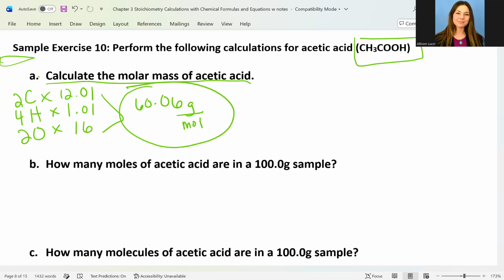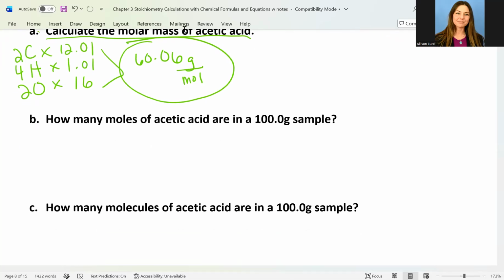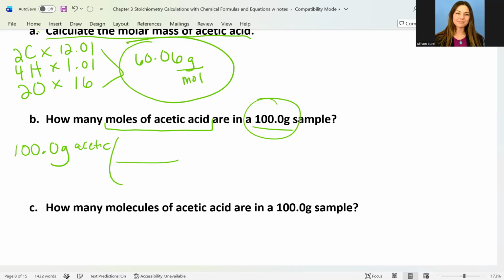So now that we have the molar mass, we can use this as a conversion factor in part B here, when we're asked how many moles we have in a 100-gram sample. So we start with the amount that we're given, the measured value, 100.0 grams of acetic acid. And then we know from our calculation above that for every 1 mole of acetic acid, we have 60.06 grams. And we'll divide by 60.06, right? And the grams, the mass, will cancel out.